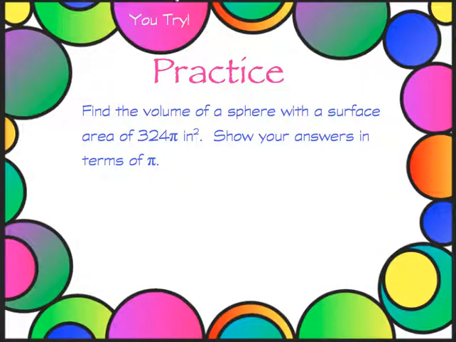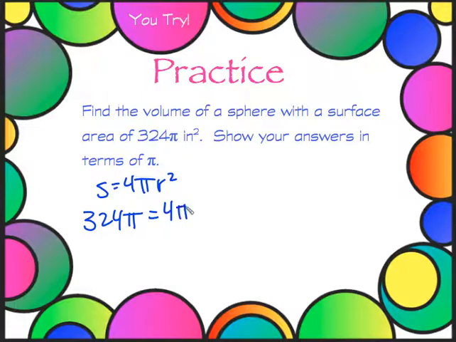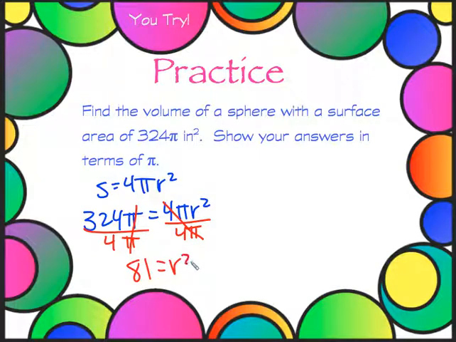All right, find the volume of the sphere with a surface area of 324 pi. Show your answer in terms of pi. This is a U-try, so if you want to pause it, you can. Surface area is 4 pi r squared. So if the surface area is 324 pi, my first step is going to be to divide both sides by 4 pi. Obviously the pi's will cancel out, so it's just 324 divided by 4, which gives you 81 for r squared. Take the square root of both sides and you will get 9 for your radius.